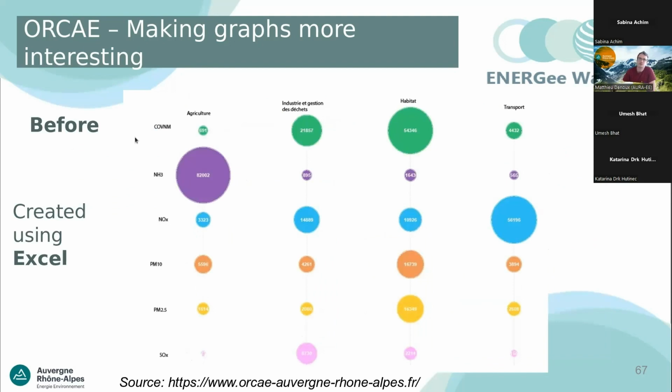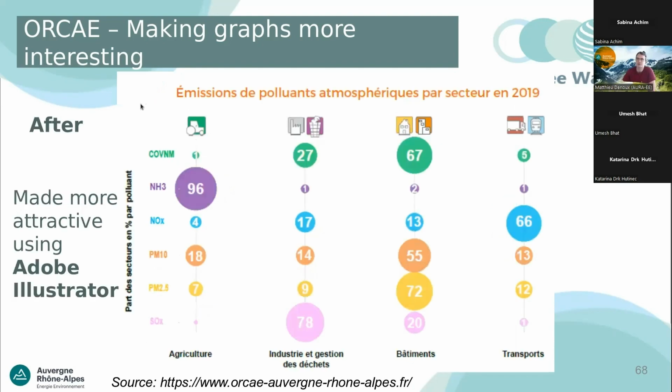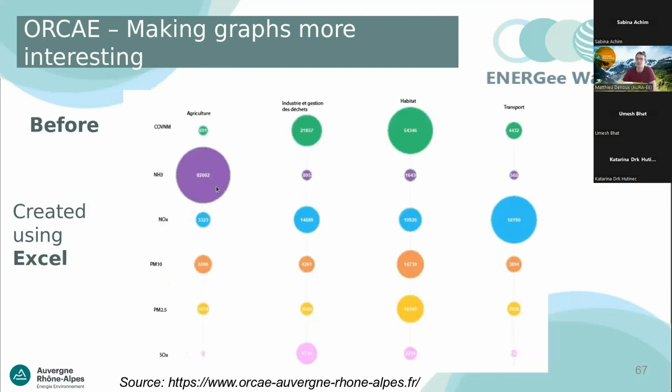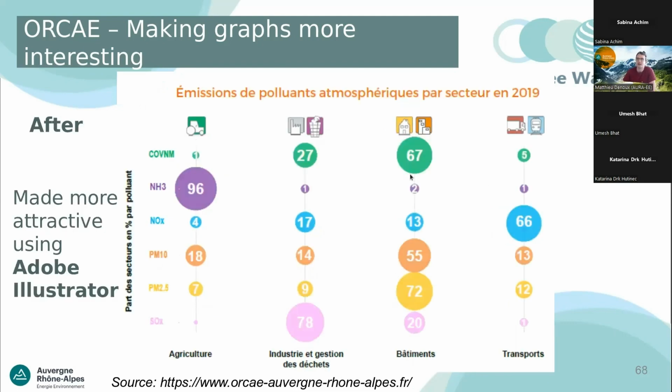Just to give you an example of before and after. For example, here you have the distribution of air pollutants in the different sectors. And in Excel, we have something like that. And then we go through Illustrator and we have something like that, that has exactly the same information. Well, it's not the same information because it's two different years. So sorry, but then the information is easier to read.